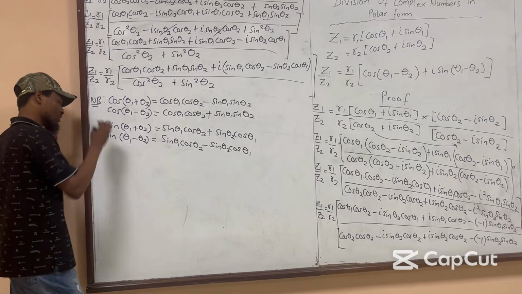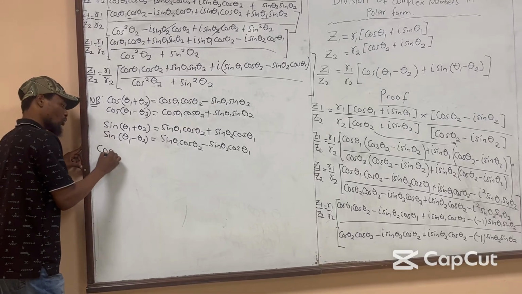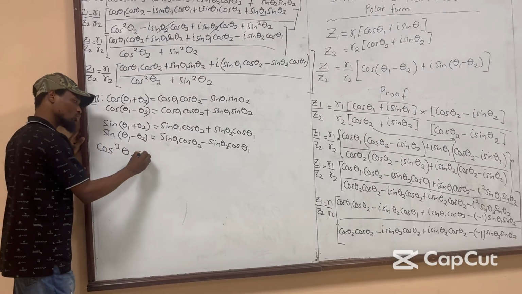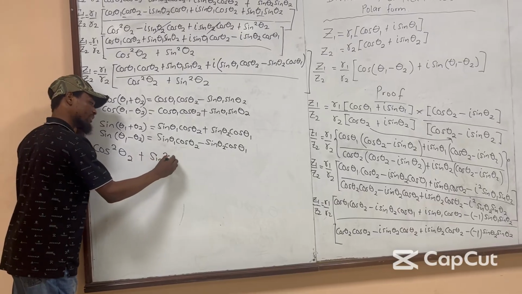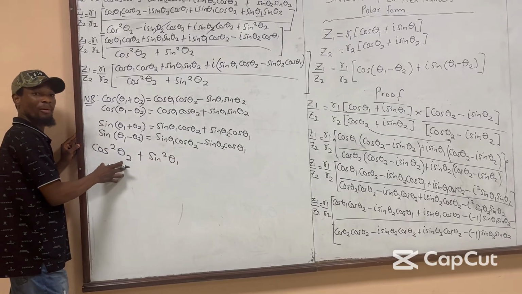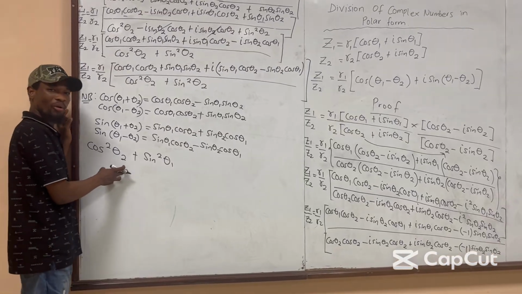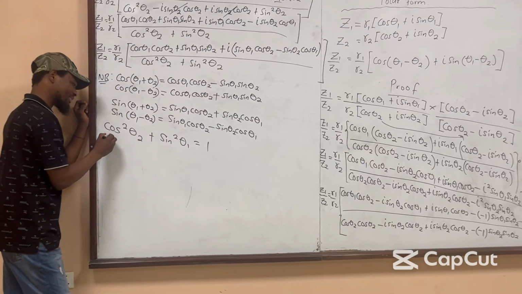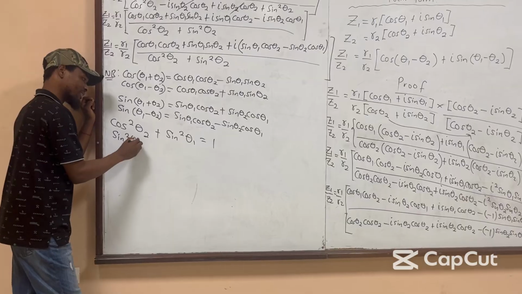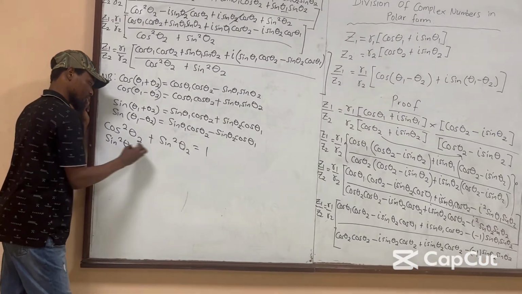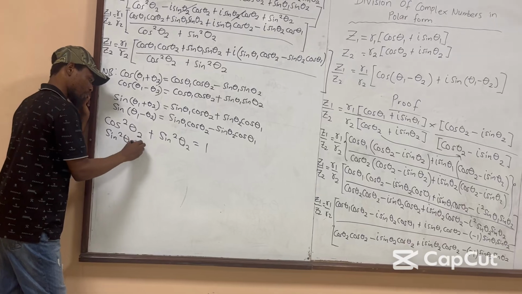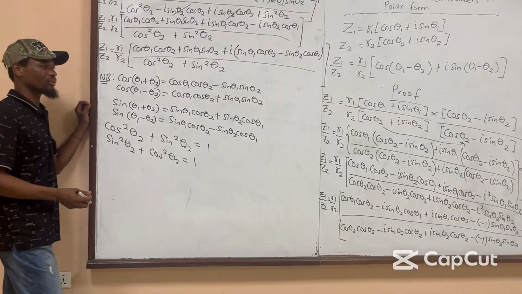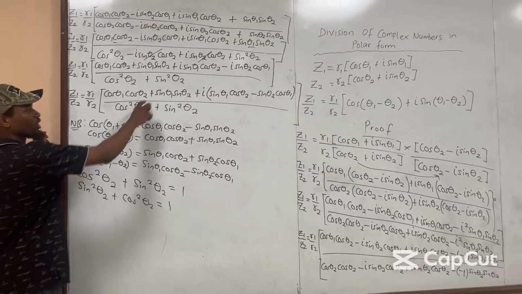Lastly, remember that we have cos squared theta 2 added to sin squared theta 2. This trigonometric identity is what we call the Pythagorean identity. It will always give you 1. So sin squared theta 2 added to cos squared theta 2 is the same as 1. Okay, so having done this, let's see what we can do over here.